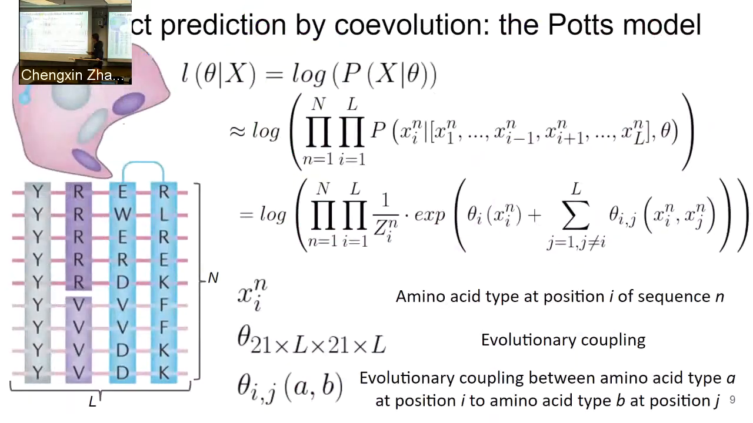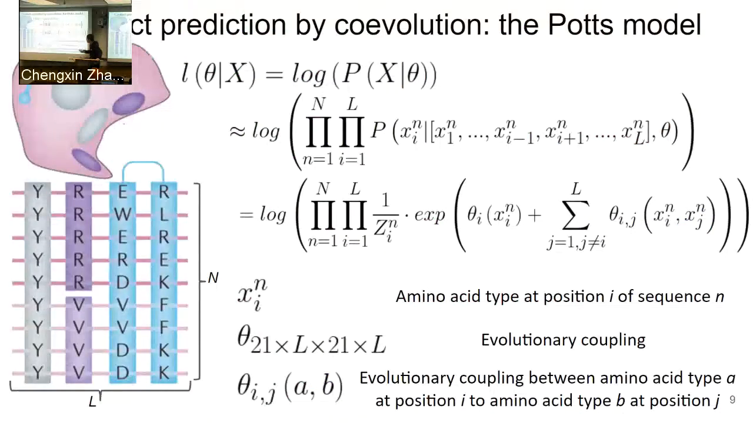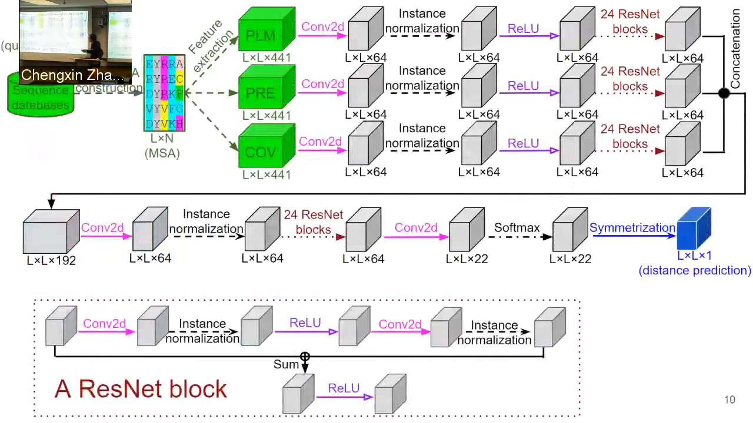So, given the theta, we can use it to predict the two-dimensional contact map, which is an L by L image, using a deep convolutional neural network. This is the process I described here, where we get a theta. Then the theta is one kind of input feature. We can feed it to a deep convolutional neural network to predict an L by L contact map, actually the contact prediction, not a distance prediction.